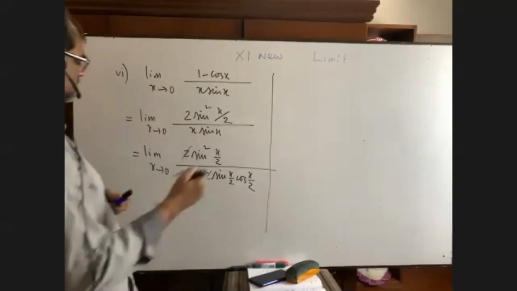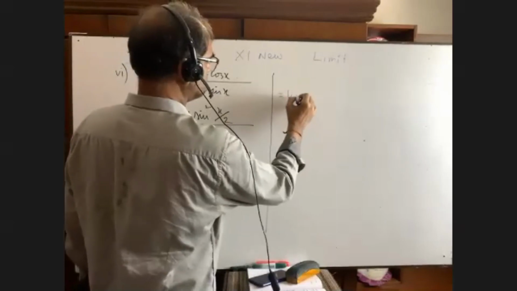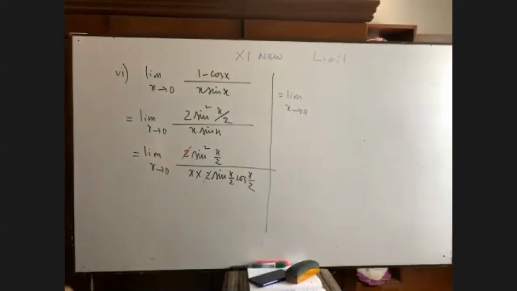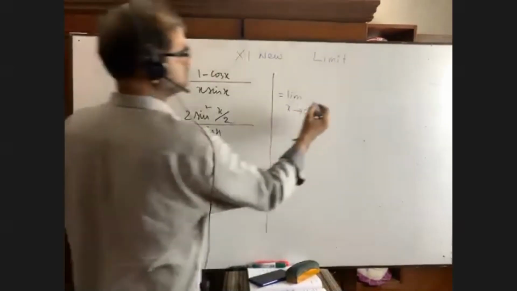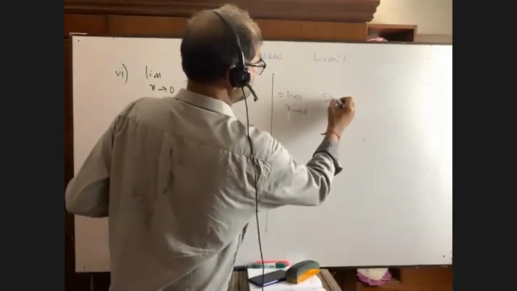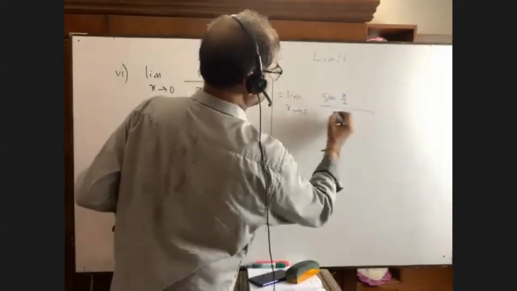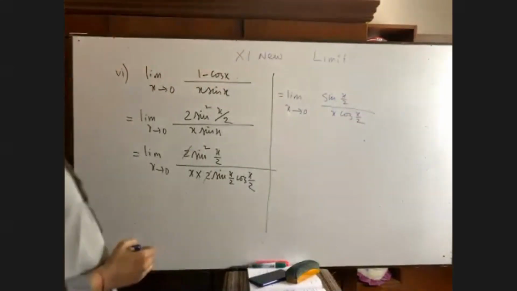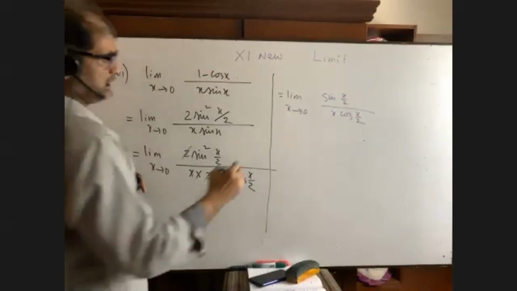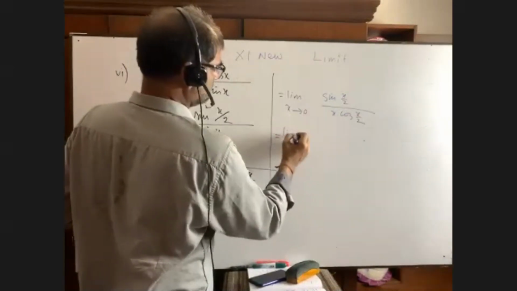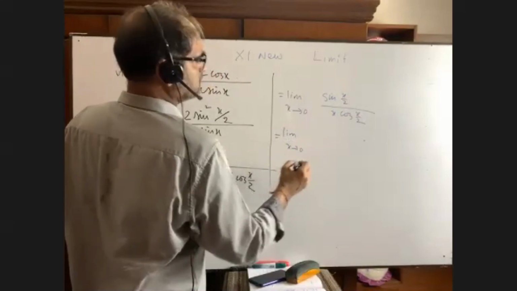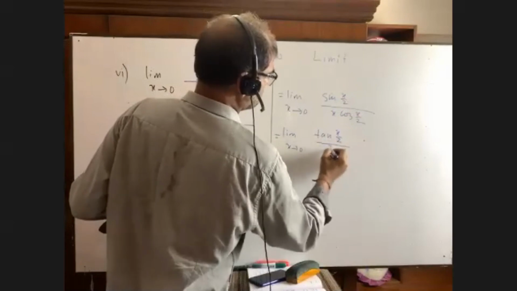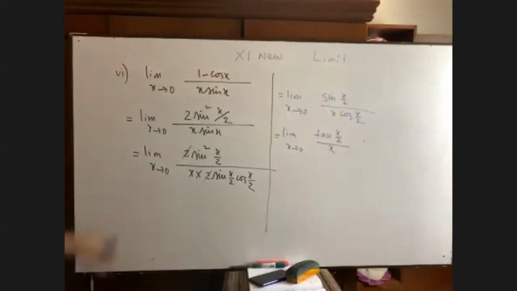Now please tell me, limit x tends to be 0. What will be there? Sin x by 2, cos x by 2. Is it? Sin x by 2, x, cos x by 2. Am I right? You know, I have made it very easy and simple, but others do it, I don't know how. Tan x by 2 by x. I think our math is done.